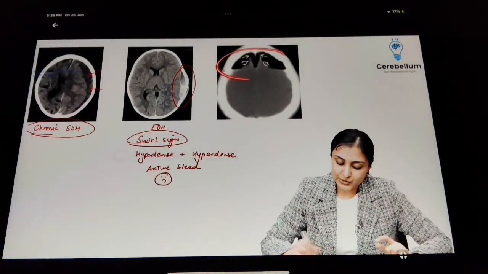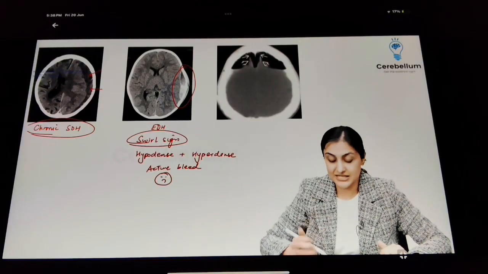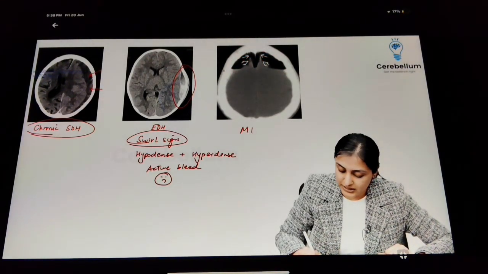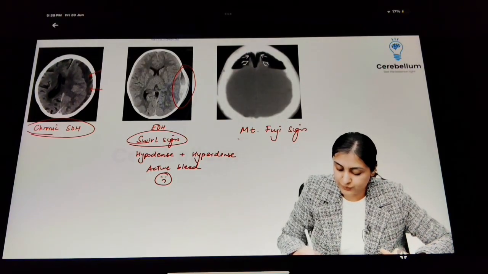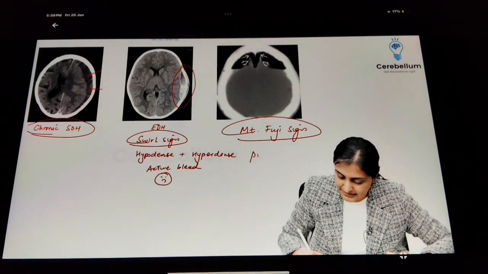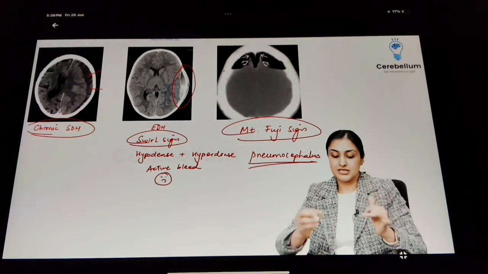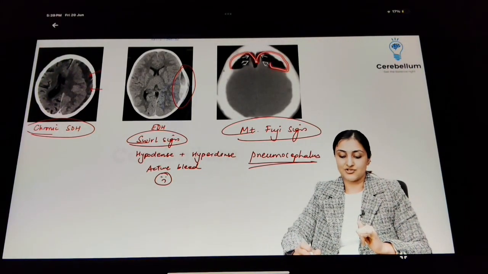What you can see here, you can see that the frontal lobes are peaking, right? First of all, you can see there is black air in the brain and the frontal lobes are peaking like a mountain. This is the Mount Fuji sign. This Mount Fuji sign indicates air within the brain, and this is pneumocephalus. So not air within the brain, but air within the intracranial system. So what you can see here is outside the brain in the extraneural space, there is air.